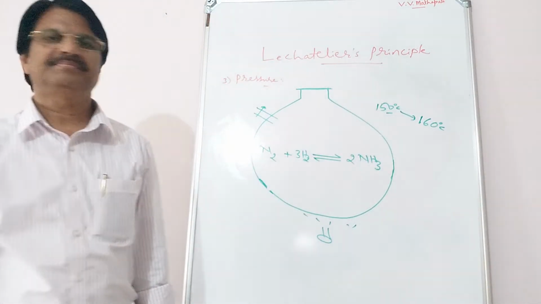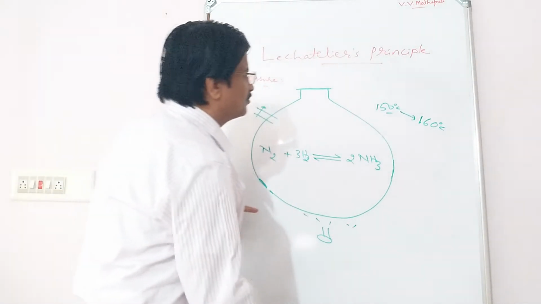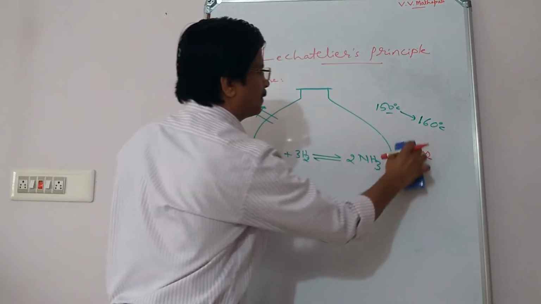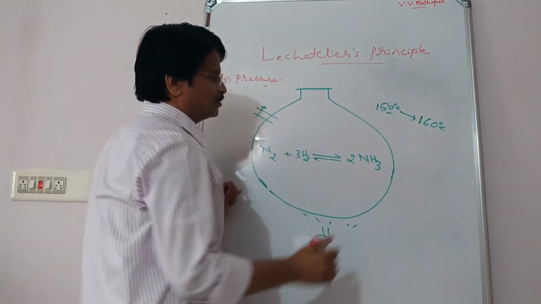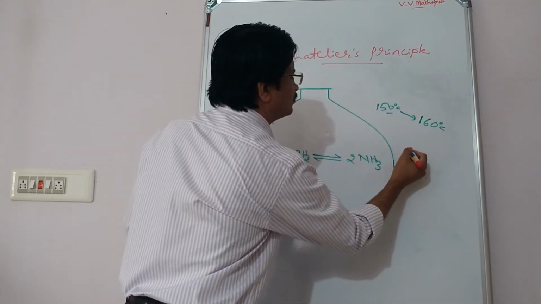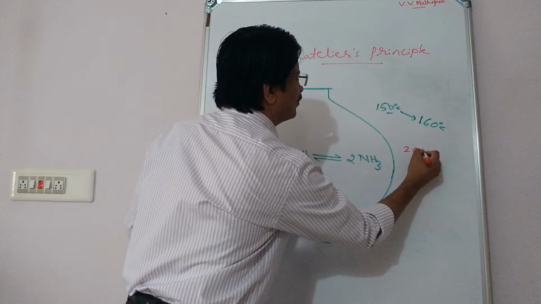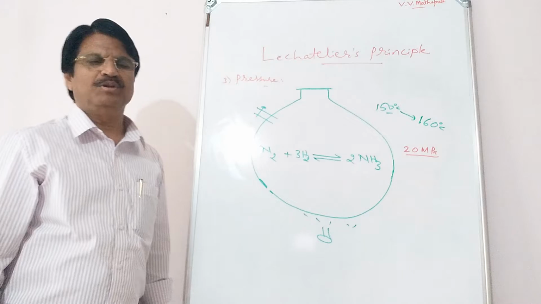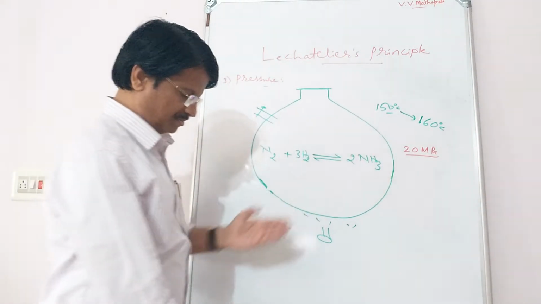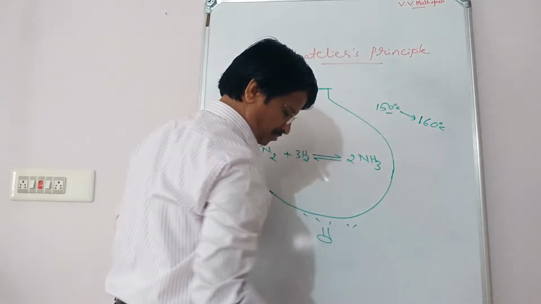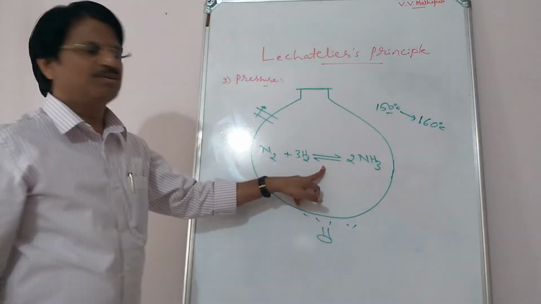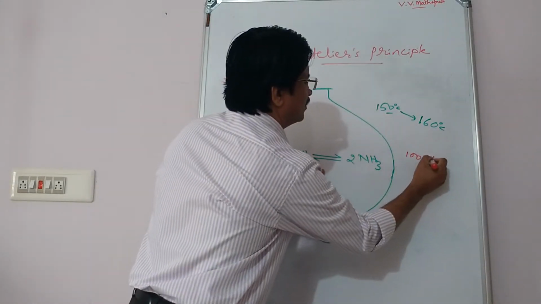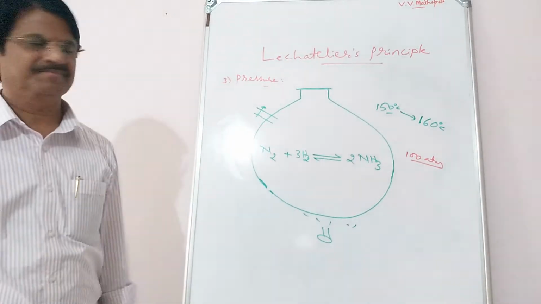Next, pressure effect. Now consider the pressure is 1 atmosphere, or for nitrogen 20 megapascal. Consider at equilibrium, let it be 100 atmospheric pressure, equilibrium state.